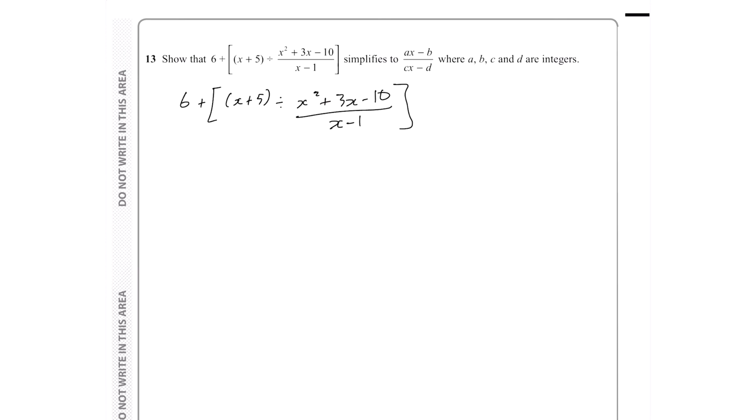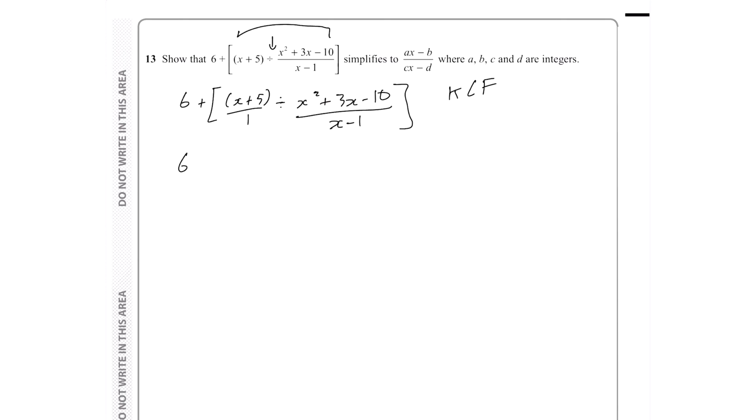Okay, so the first thing I'm thinking when I see this, there'll be many different ways you can do it, is the KCF method. So keep, flip, change. So this is a fraction inside the square brackets, right? It's being divided, and you can write x plus 5 is the same as writing x plus 5 over 1, if that makes it easier. So we're going to use that KCF method.